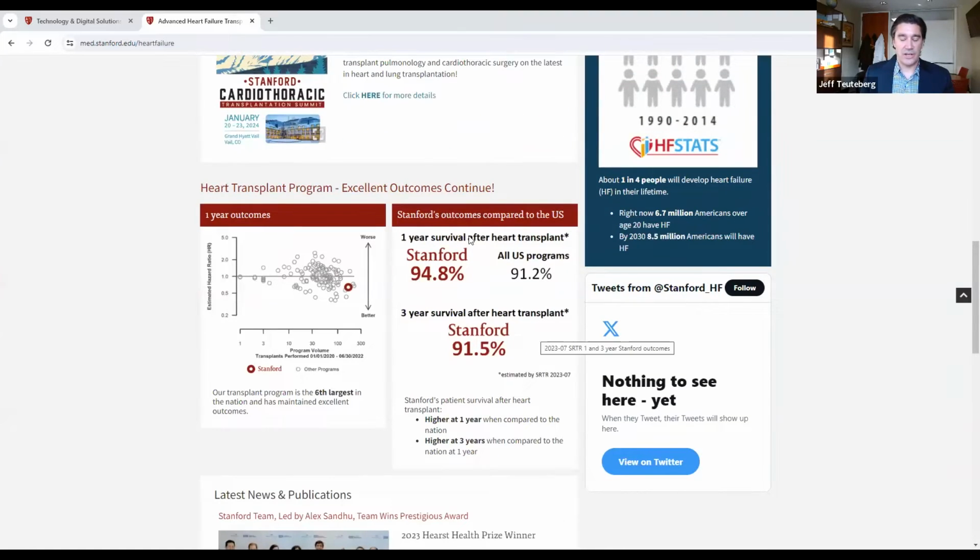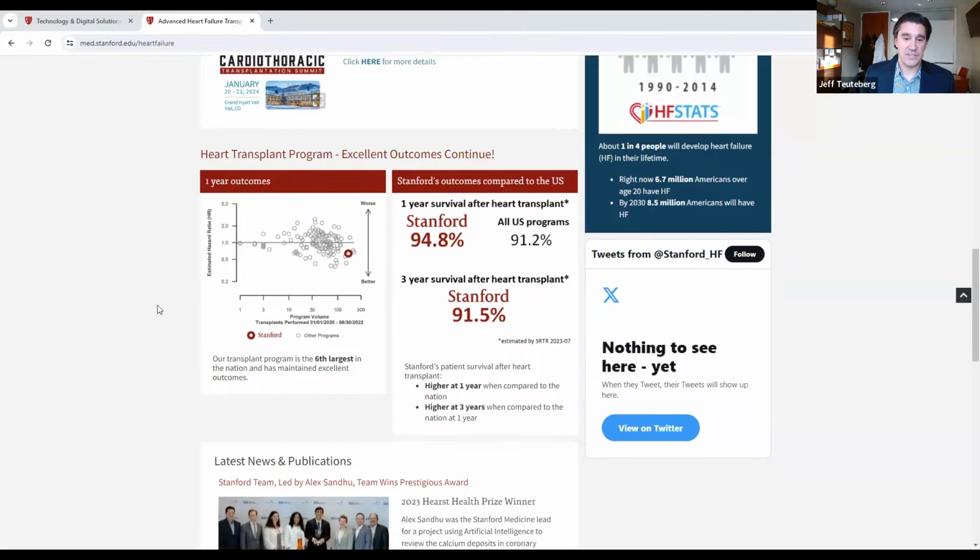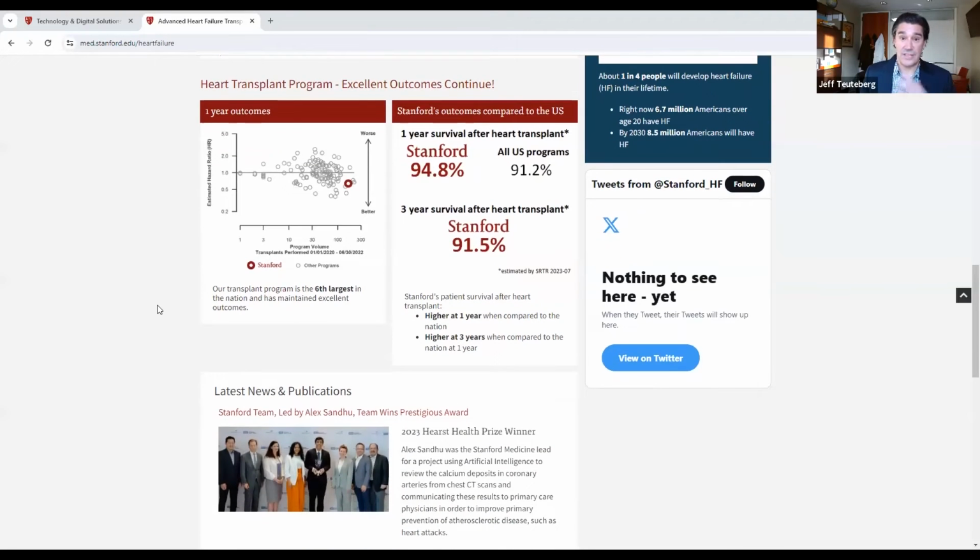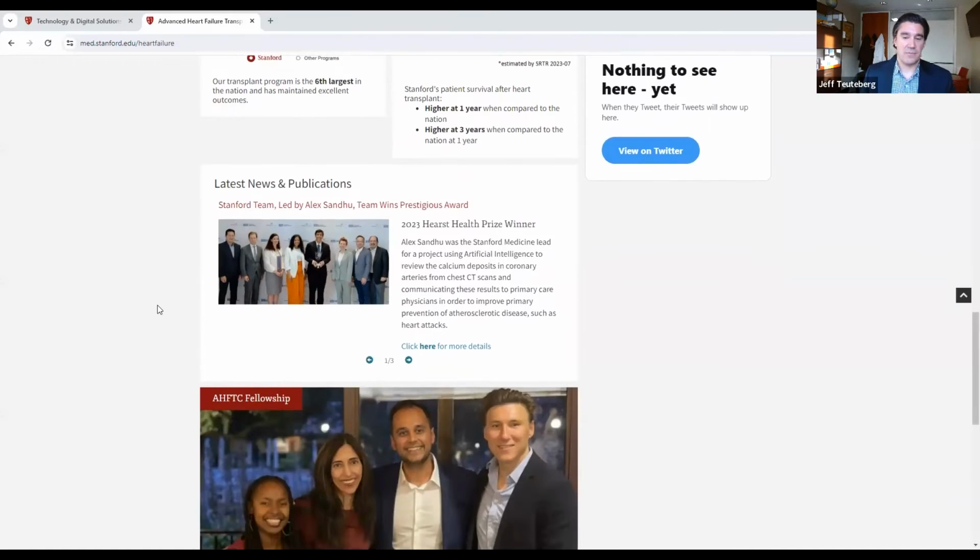You can see as I scroll down here, these are our survivals and what our survival looks like, and I'll update this twice a year as we get our new statistics from the SRTR, which is the agency that oversees heart transplant and, frankly, all organ transplant in the US. And then down at the bottom are some things that feature us and some of our accomplishments.